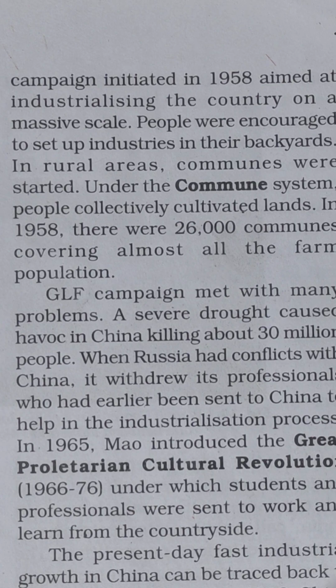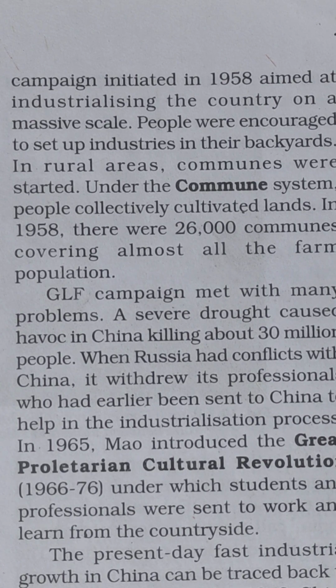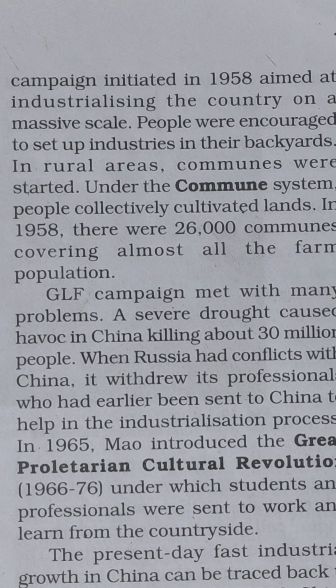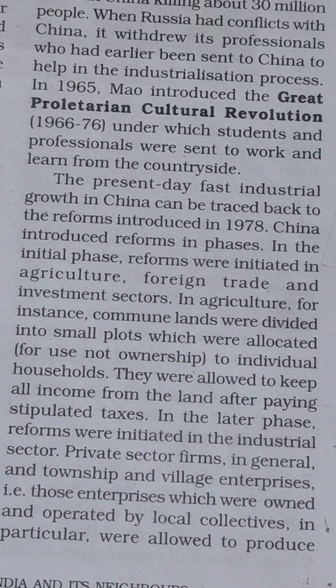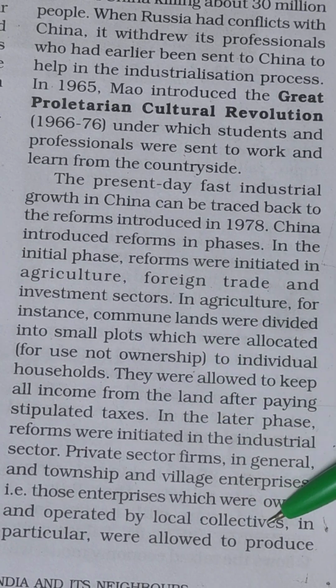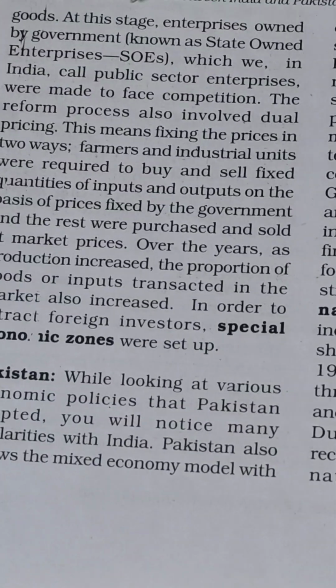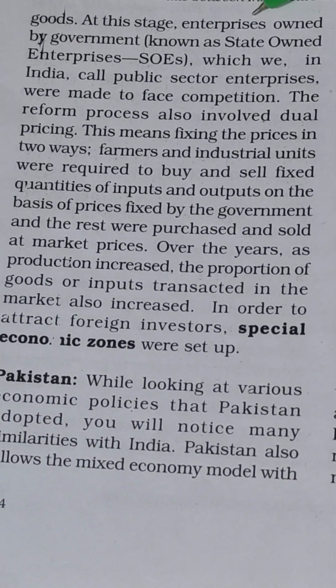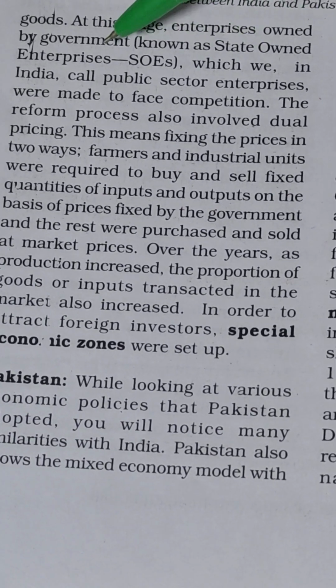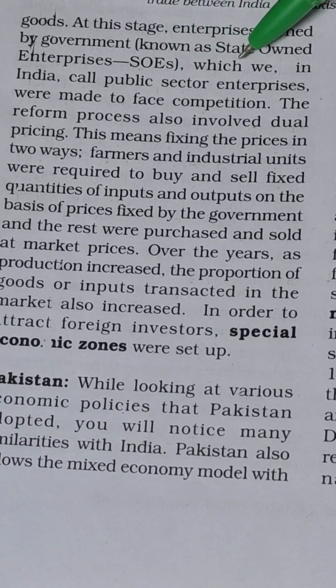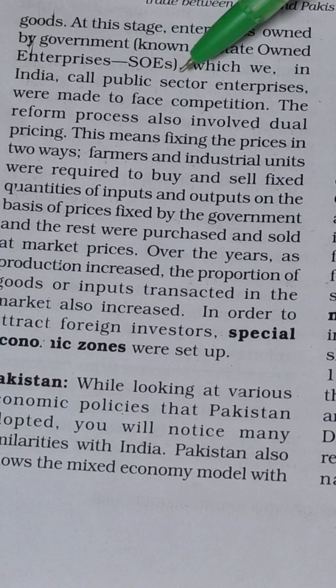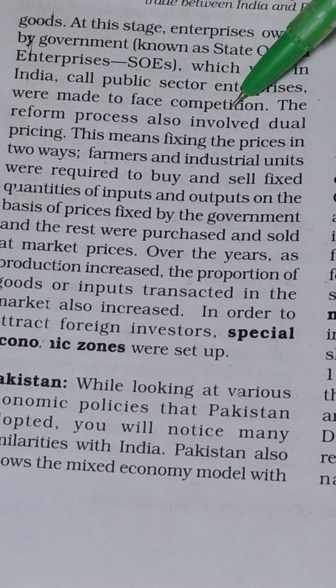In the later phase, reforms were initiated in the industrial sector. Private sector firms in general and township and village enterprises, that is, those enterprises which were owned and operated by local collectives in particular, were allowed to produce goods. At this stage, enterprises owned by government, known as state-owned enterprises, SOEs, which we in India call public sector enterprises, were made to face competition.